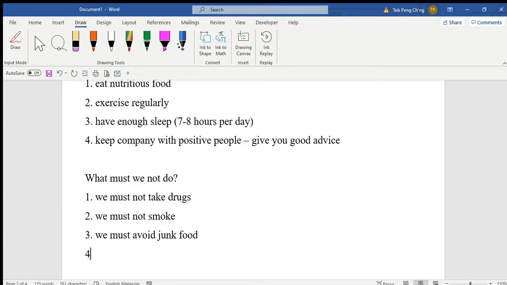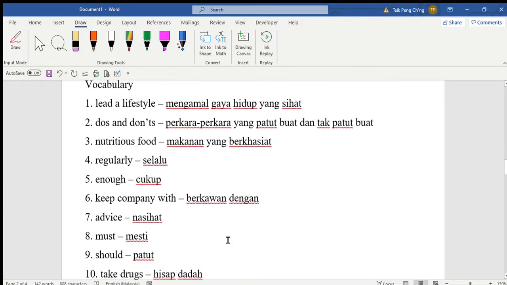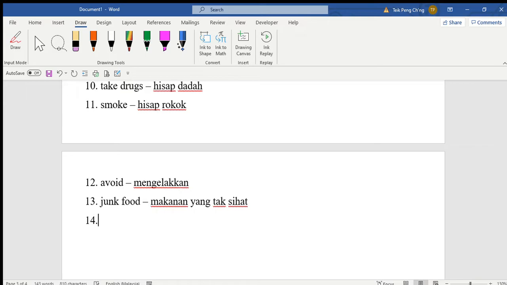Okay, now the last one. What must we not do? Okay, now we are going to talk about our mind, minda. So how to have a healthy mind? We must not get obsessed with negative news. Okay, so what is the meaning of get obsessed with? Get obsessed with maksudnya terlalu fokus pada sesuatu.